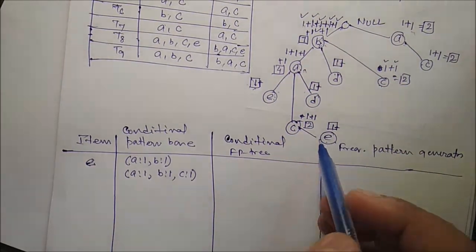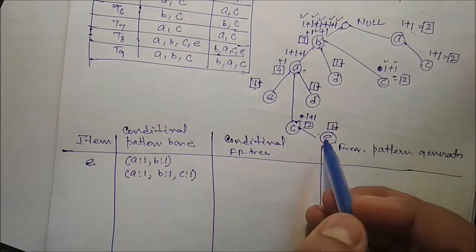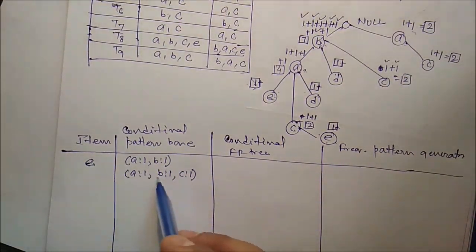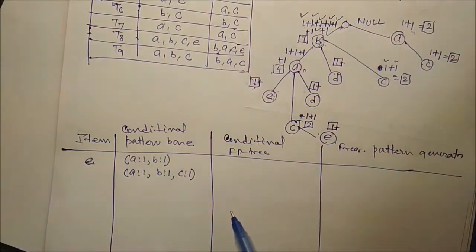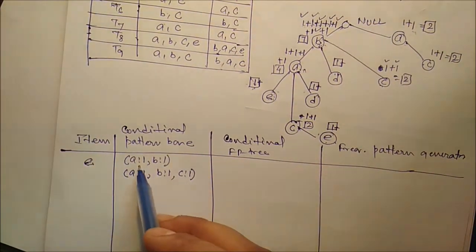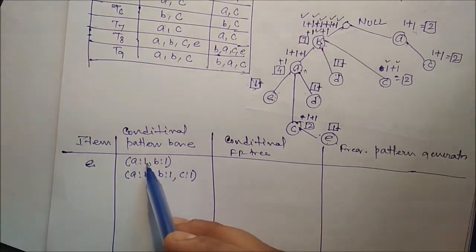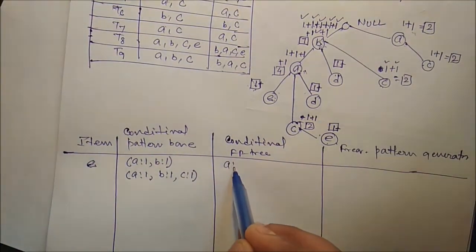So only two paths are there, this one and this one. After that, from this particular information, we can get the conditional FP tree. You can see here A: how many times is A there? Two times, A1 and A1, so we can write A2.